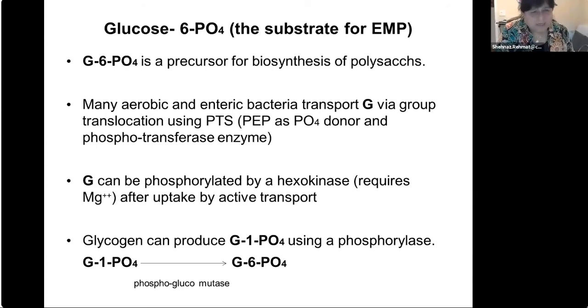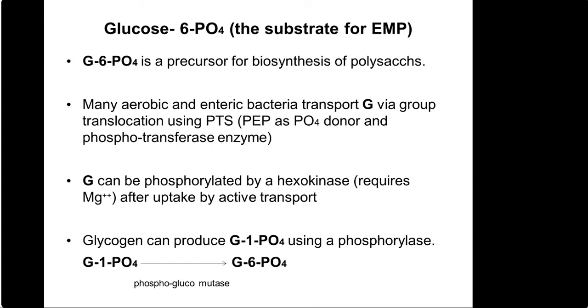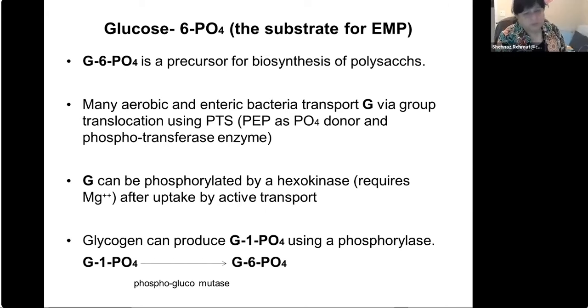And what is the main idea about group translocation? What is the outcome of it? When glucose is transported by group translocation, what happens to glucose? When it crosses the membrane, it becomes phosphorylated. So during the transport itself you can do the phosphorylation. That would be group translocation, where PEP is the phosphate donor, using the phosphotransferase enzyme that we've shown you in the past. So glucose can already be phosphorylated when it enters the cell.